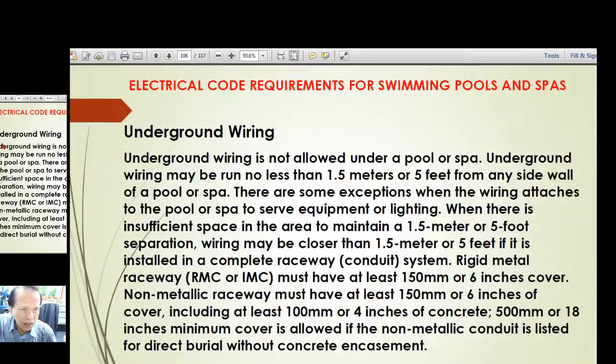Okay, underground wiring. Underground wiring is not allowed under the pool or spa. Underground wiring may be run no less than 1.5 meters or 5 feet from any side wall of a pool or spa. There are some exceptions when wiring attaches to the pool or spa to serve equipment or lighting. When there is insufficient space in the area to maintain 1.5 meters or 5 feet separation, wiring may be closer, and it is installed in a complete raceway. So you can just go through these requirements.